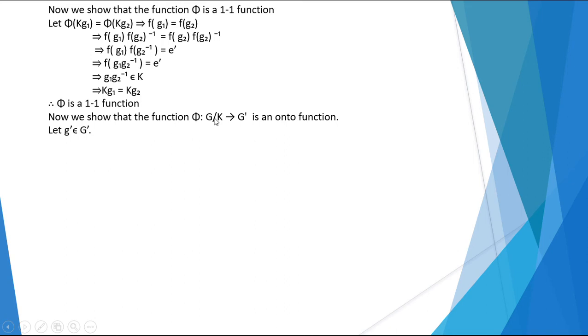Let that element be small g in capital G. Since f from G to G dash is an onto function, there exists small g belonging to capital G, that is the domain, such that f of g equal to g dash. By the definition of phi, f of g is nothing but phi of Kg.